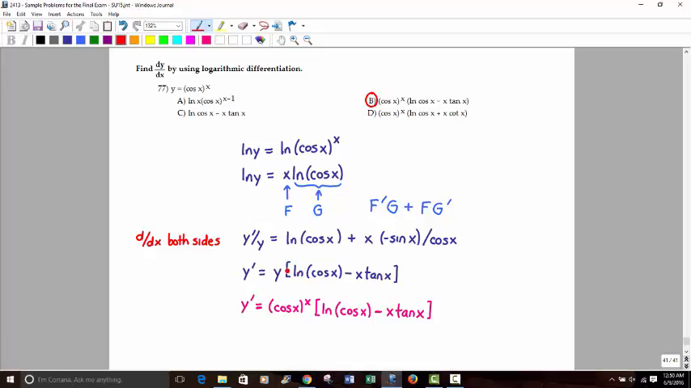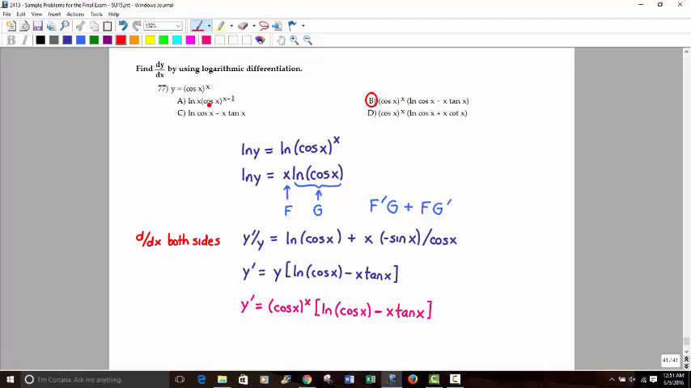So what I did here is brought the y up to the other side. And so it's going to be y times ln of cos of x minus x times tan of x. Well, we know what y is. y is the original function, cos of x to the x. So you just replace y with cos of x to the x. So your original function would always be part of the answer.